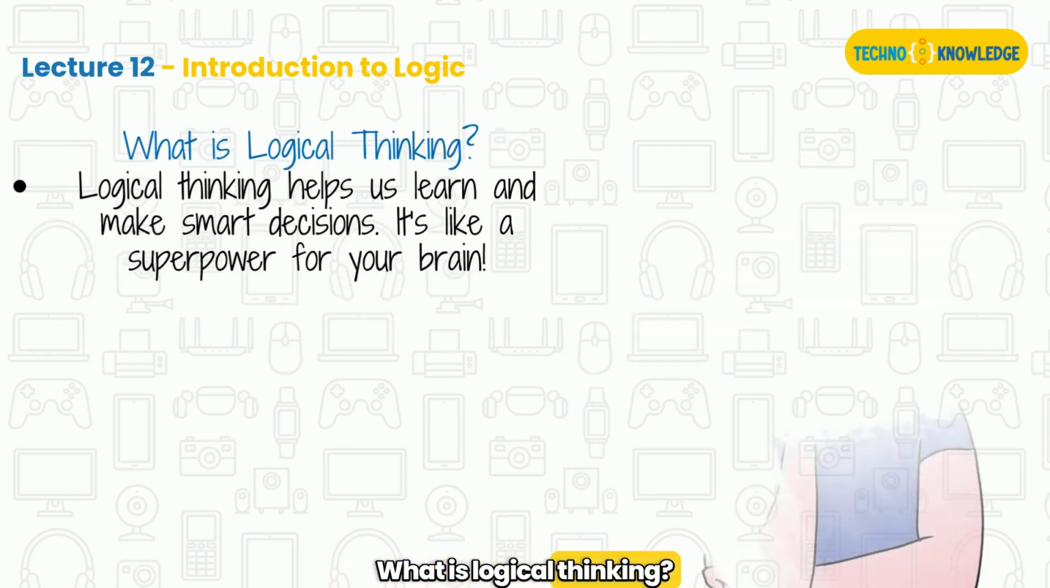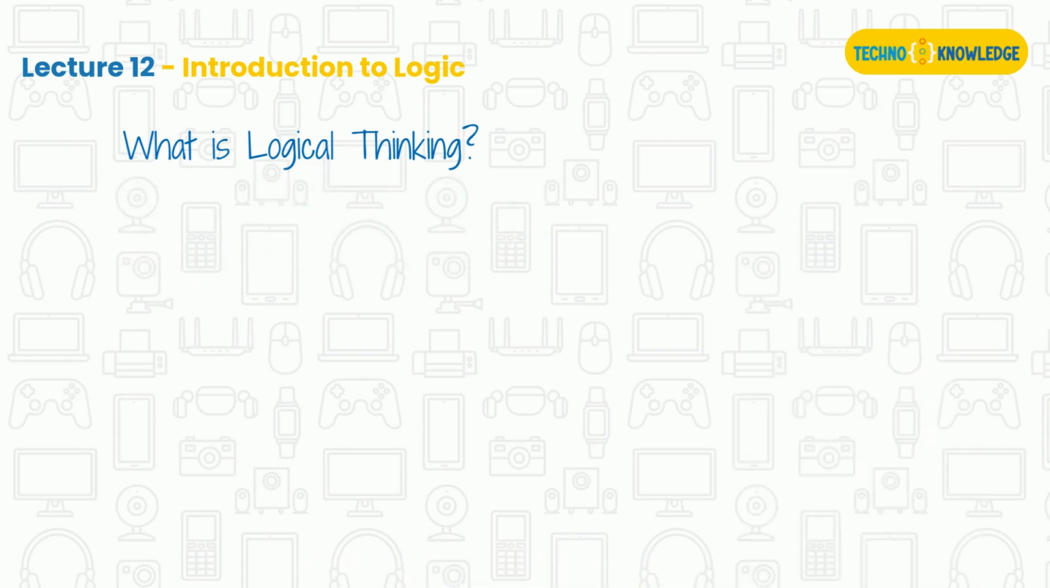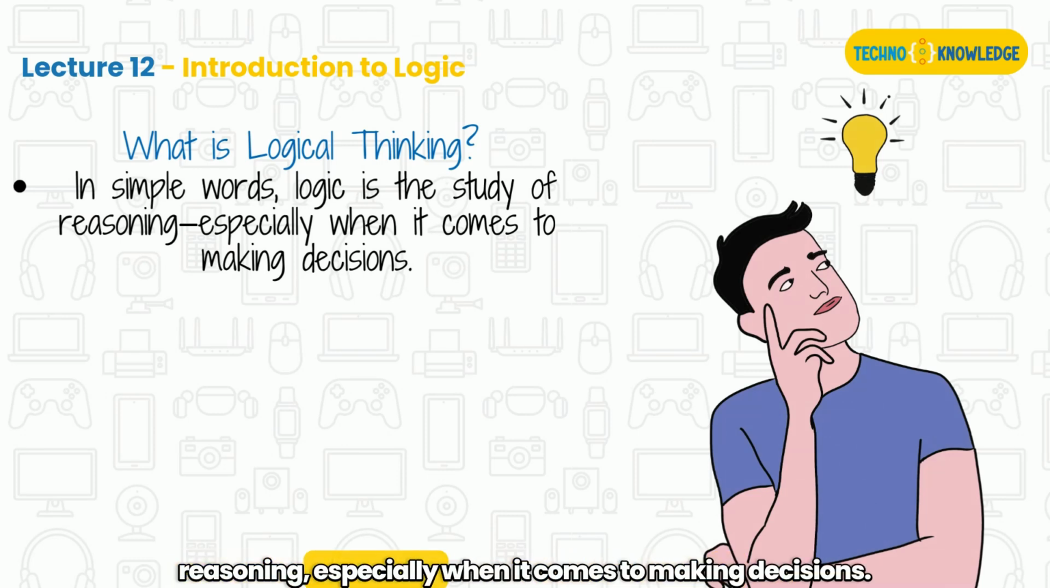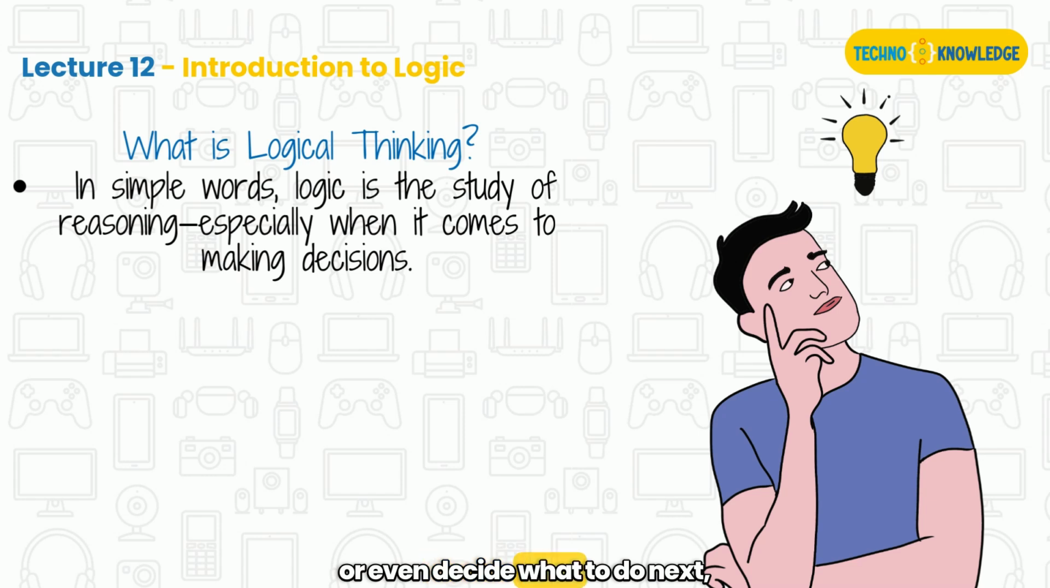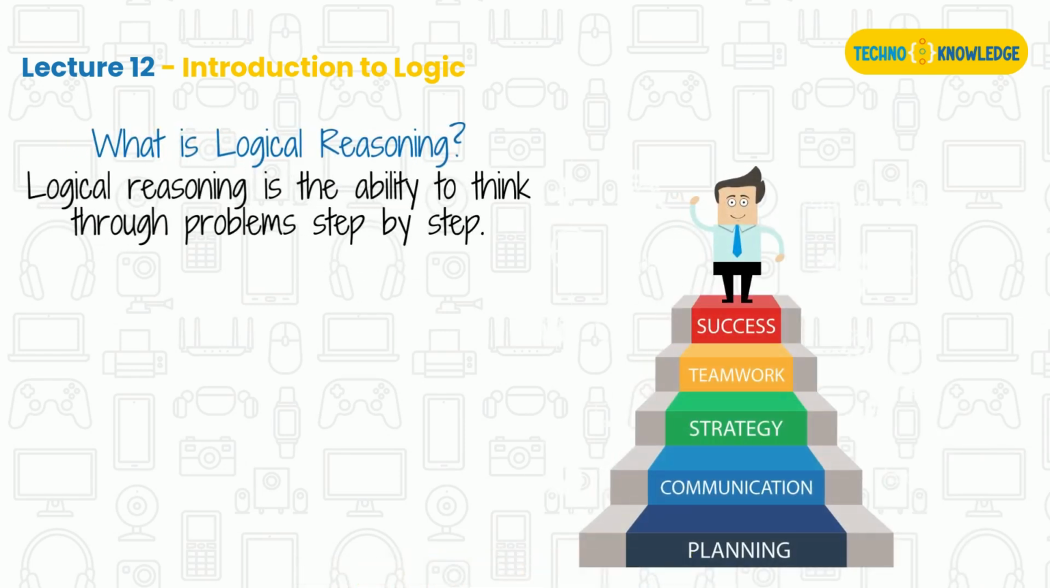What is logical thinking? Logical thinking helps us learn and make smart decisions. It's like a superpower for your brain. In simple words, logic is the study of reasoning, especially when it comes to making decisions. When you solve puzzles, answer tricky questions, or even decide what to do next, logical thinking helps you figure it out.